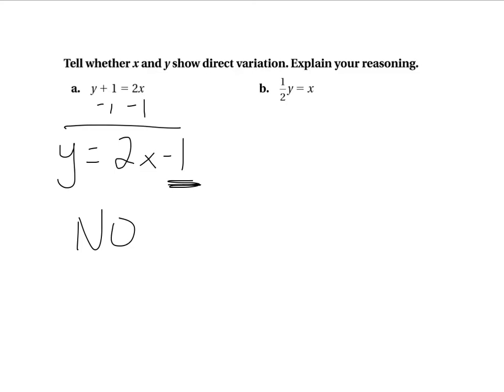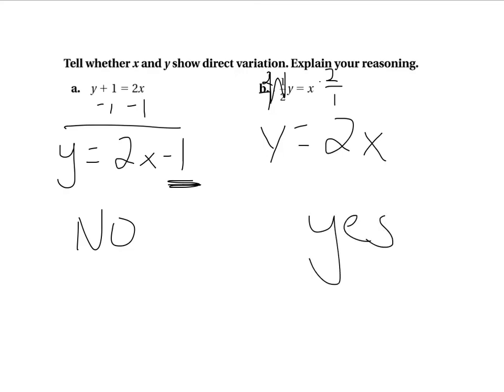On B, to get y by itself, I would multiply by 2 over 1 on both sides because I'm going to divide by 1/2. And the same thing as dividing by a fraction is to multiply by its reciprocal. So these would cancel out, and I'm looking at y equals, and I would multiply this fraction on this side, and x times 2 over 1 would just become 2x. So yes, y equals 2x is definitely direct variation.